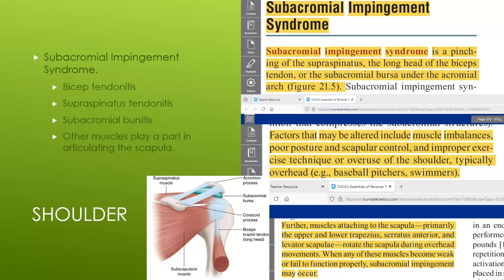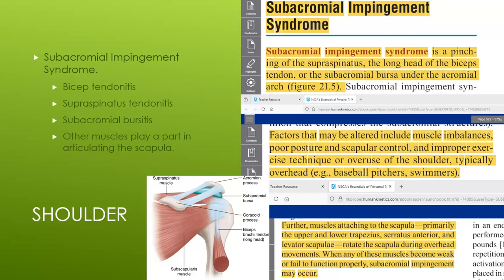All right. Next, they talk about factors that may be altered, including muscle imbalances, poor posture, scapular control, improper exercise technique, or overuse of the shoulder, typically overhead. Now, baseball pitchers and swimmers, because of what they do over and over and over again, are beating up on their shoulder. So you have to find ways to bring the inflammation down so you don't end up with impingement syndrome in the shoulder.